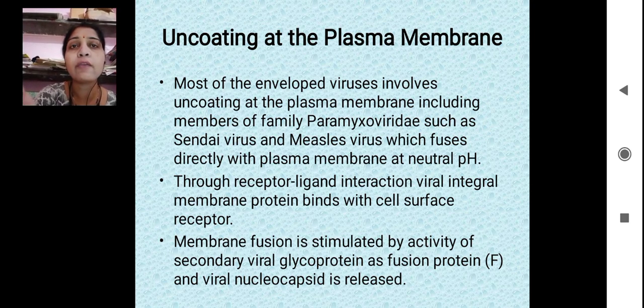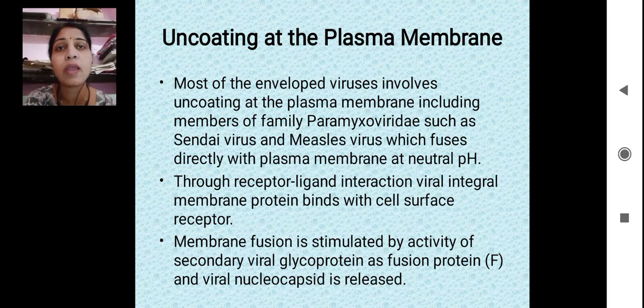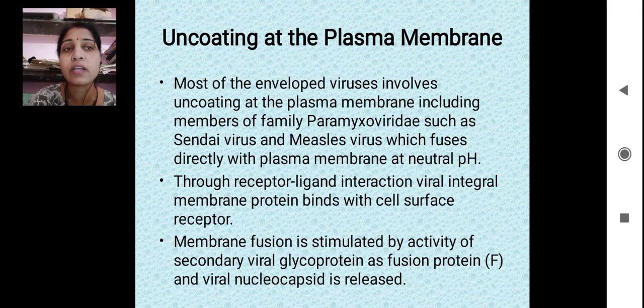Most of the enveloped viruses, those containing the envelope, involve uncoating at the plasma membrane. That is mostly the viruses from the family Paramyxoviridae, such as Sendai virus and measles virus. These directly fuse with the plasma membrane at neutral pH. The envelope membrane of these viruses fuses with the plasma membrane of the host cell at neutral pH. This is said to be uncoating at the plasma membrane.